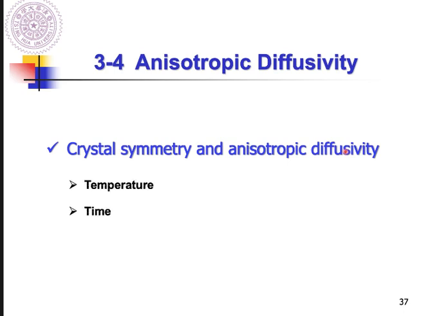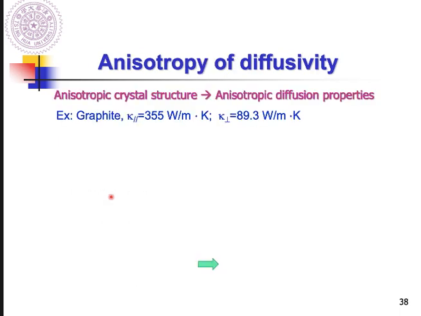But first of all, we just want to remind you diffusivity is also a function of temperature and also time. And the last factor which can affect the diffusivity will be the crystal structure. So the example we're showing here is, if we have an anisotropic crystal structure, then that implies that you also have anisotropic diffusion properties, right? Let me give you an example, and it is easy to understand, right?